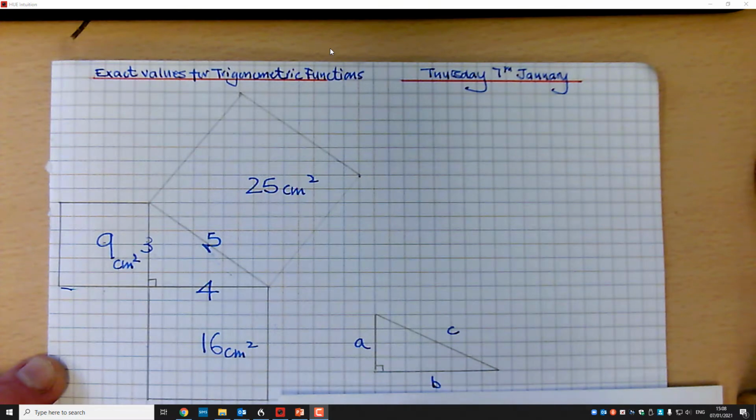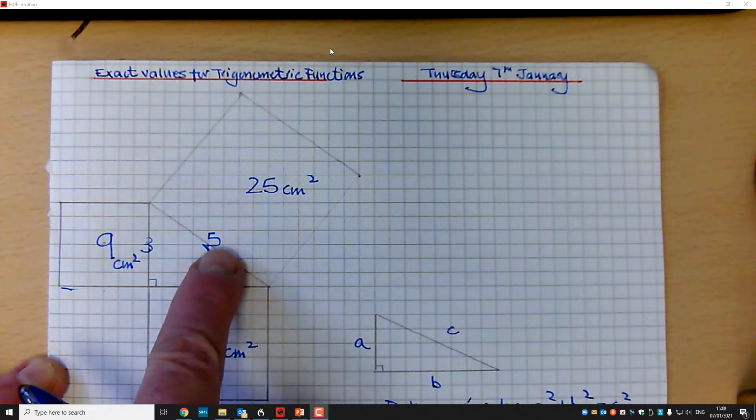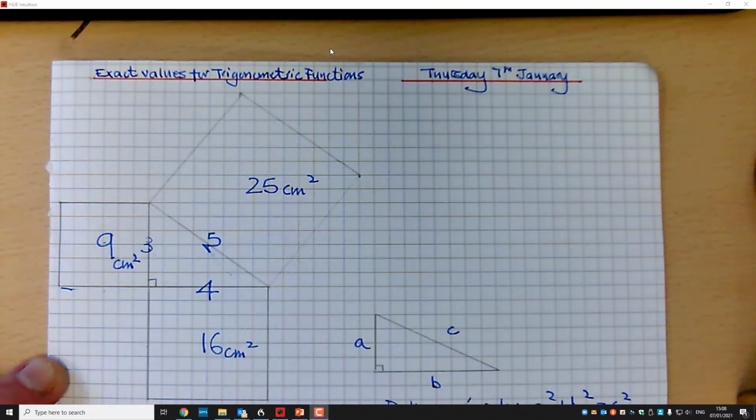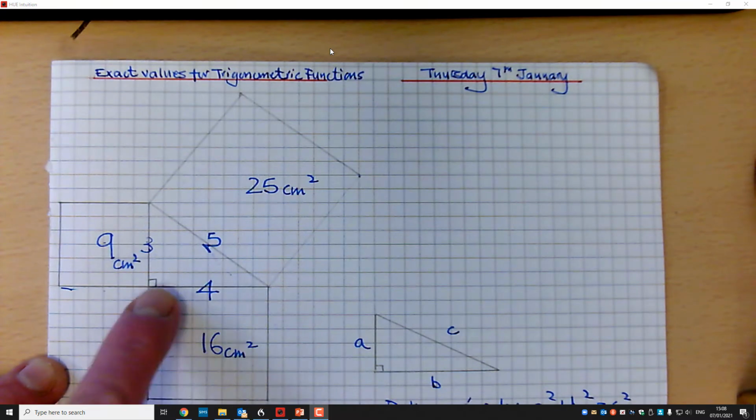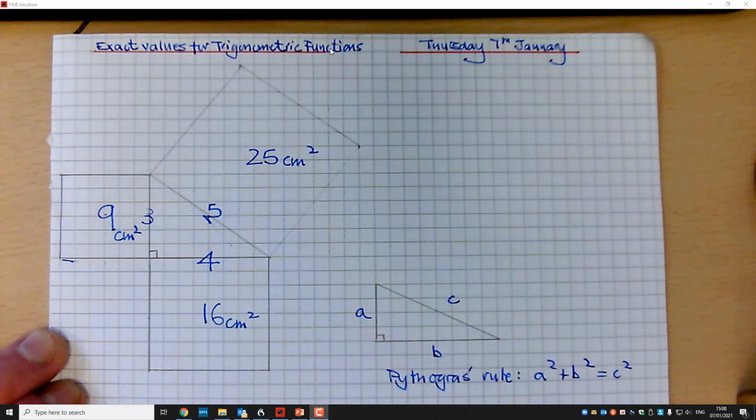So C is the longest side. A and B are just standing for the other two sides, and it doesn't really matter which one we call A and which one we call B. The rule is that A squared plus B squared equals C squared. You can see it work there. 3 squared, which is 9, plus 4 squared, which is 16, makes 5 squared, which is 25. And that works for any numbers here, provided that's a right angle triangle. So in any right angle triangle, this number squared plus this number squared always makes this number squared. And that's called Pythagoras' rule.